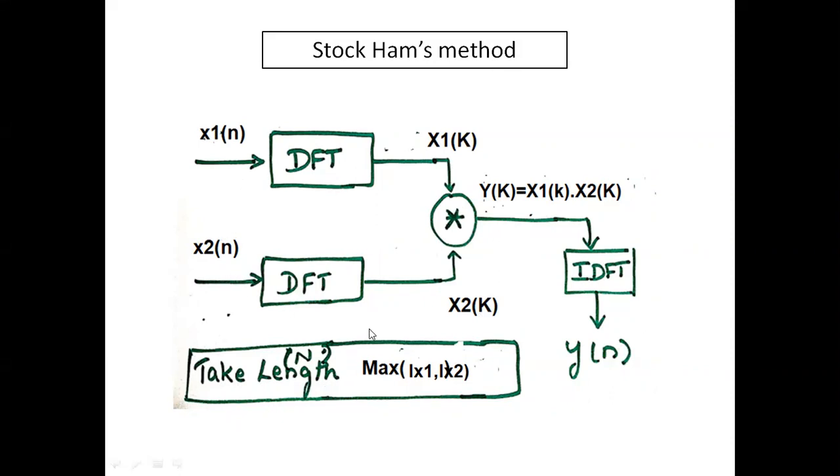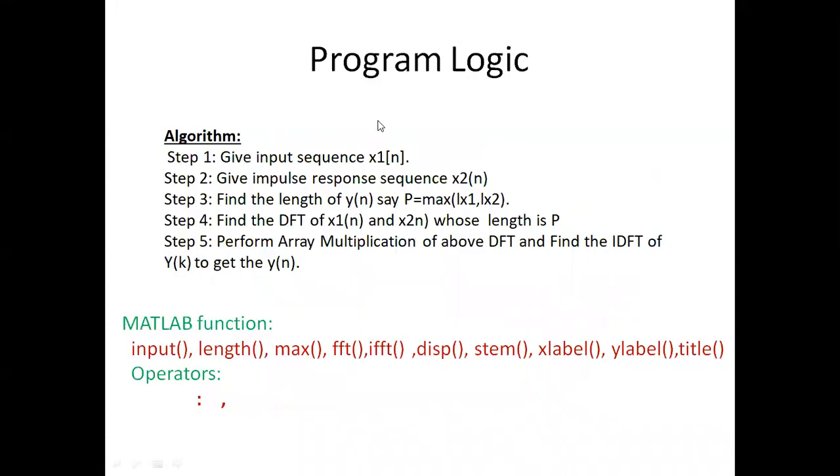To compute a circular convolution using MATLAB, we have to follow the following steps. First, we have to get the input from the user. Say the input here is x1 and x2 of n. Then we have to calculate the length of x1 of n, the length of x2 of n. Then we have to find the length of y of n is equal to the maximum of lx1, lx2. The next step, we have to find the DFT of x1 of n and x2 of n. Then we have to multiply these two outputs to get y of k. For that y of k, we have to apply IDFT to get y of n.